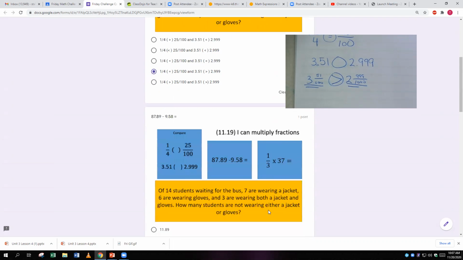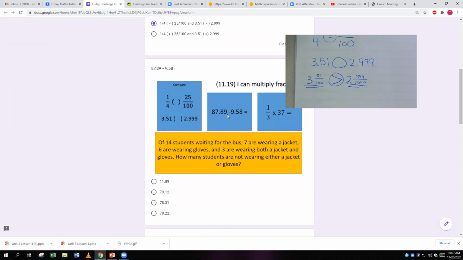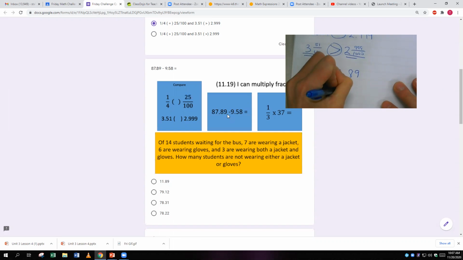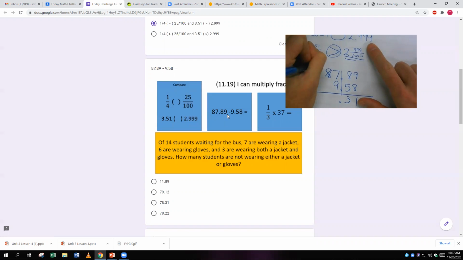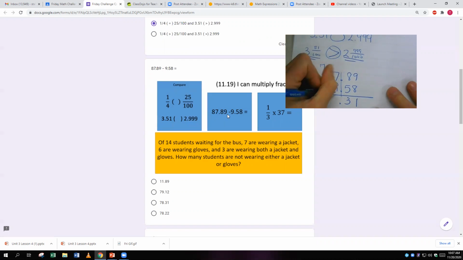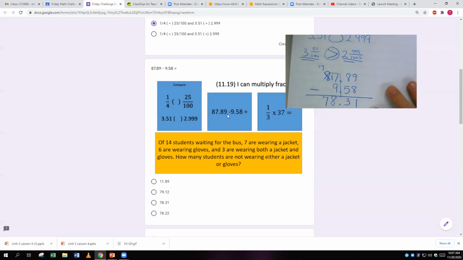Okay. Let's look at the second one. We have 87 and 89 hundredths, and we could then take away 9 and 58 hundredths. Now remember, you have to make sure that the decimals are lined up. 9 minus 8 is 1. 8 minus 5 is 3. You have your decimal. 7. You cannot take 9 from 7. Therefore, we have to borrow. And 17 minus 9 is 8. And 7 minus nothing is 7. So that's 78 and 31 hundredths.